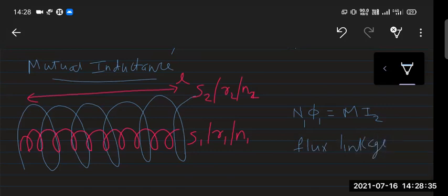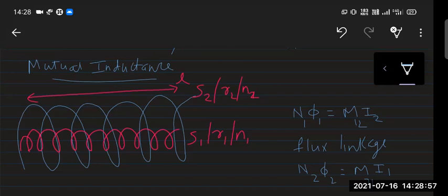Now, in the same way, if you write it in reverse, in the second coil it will be N phi 2, and that will be M times I1. This M you can call M21 and this one M12. We are going to prove that it will be the same in this particular case.